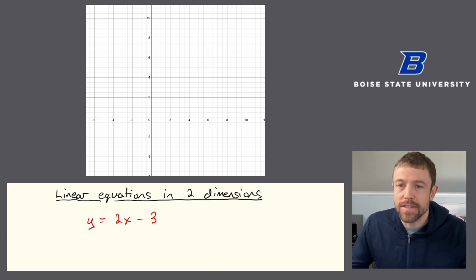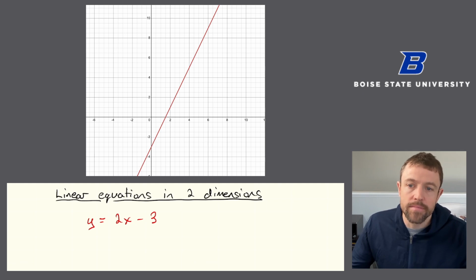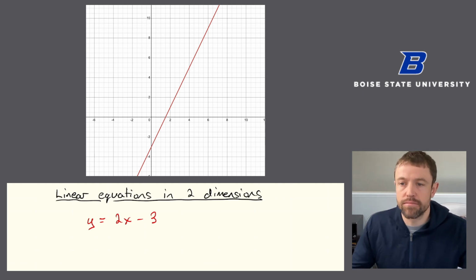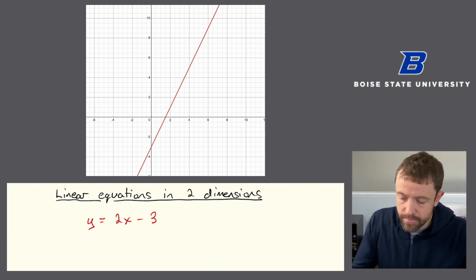Let's look at a graph of this. So it has slope 2 and y-intercept -3. And so I'll put this up onto this graph in Desmos. And yeah, this is the graph of a line. So hopefully nothing shocking or surprising so far. But we have other linear equations. So let's look at a different one.